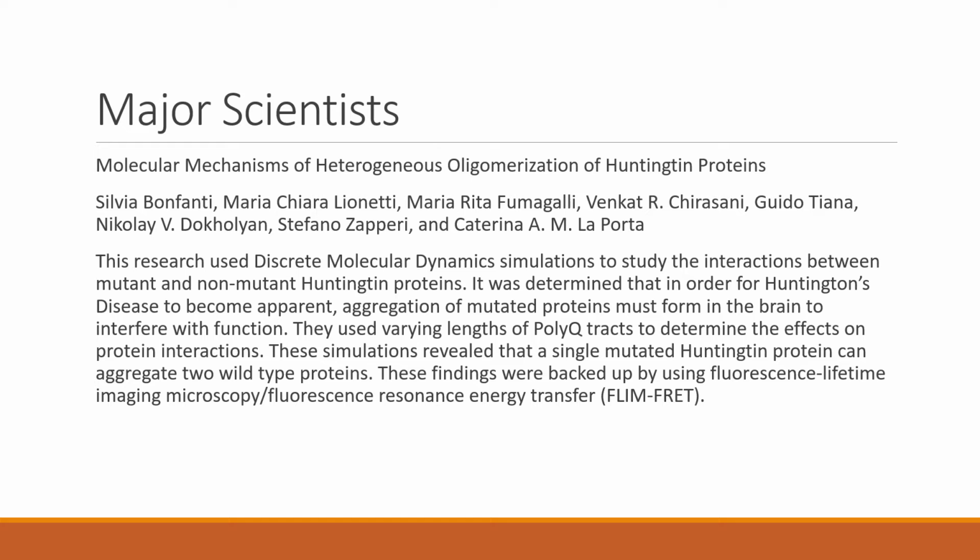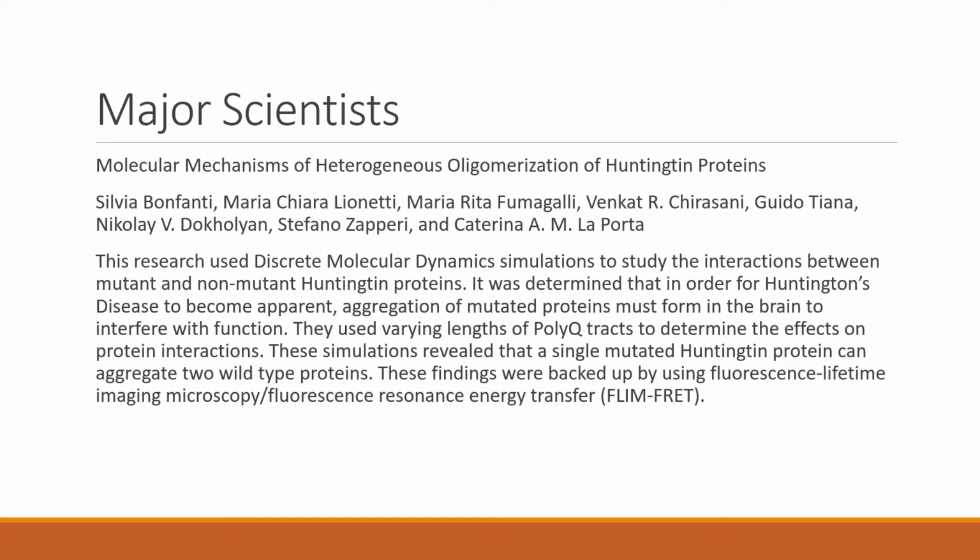They determined that in order for Huntington's disease to occur, aggregation of mutated proteins needs to form in the brain to interfere with normal functions. They used different lengths of PolyQ tracts to determine how this affects mutated Huntingtin and non-mutated Huntingtin protein interactions. Their simulations revealed that a single mutated Huntingtin protein can aggregate up to 2 wild-type Huntingtin proteins.